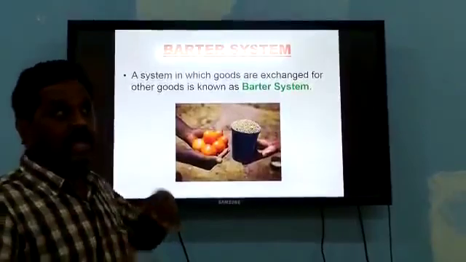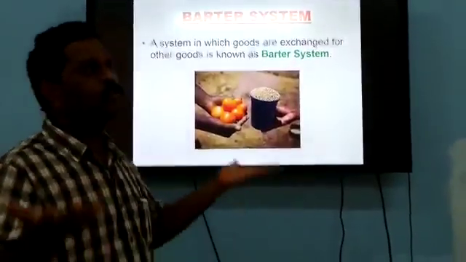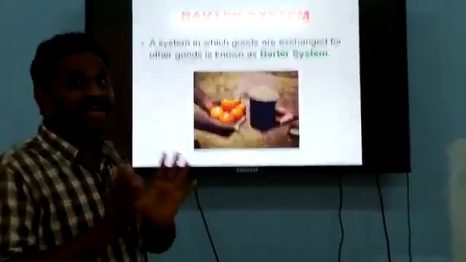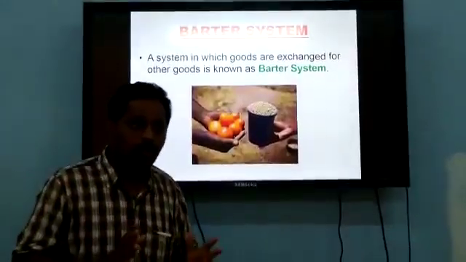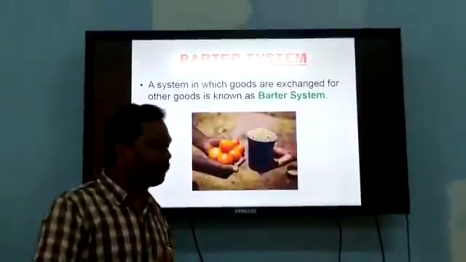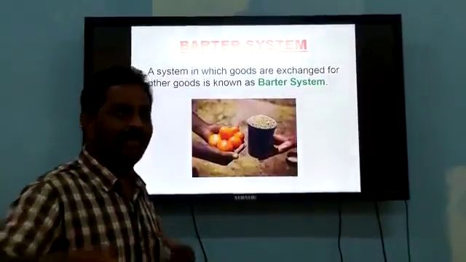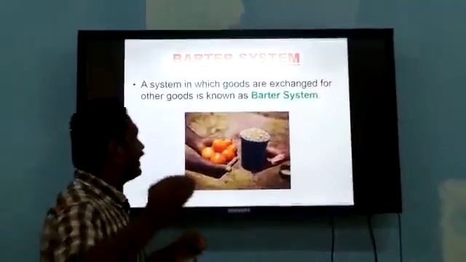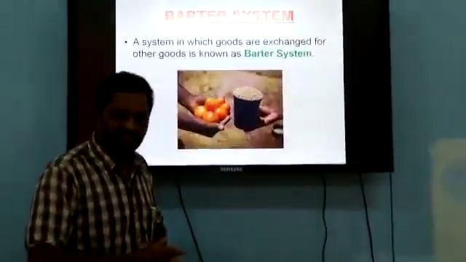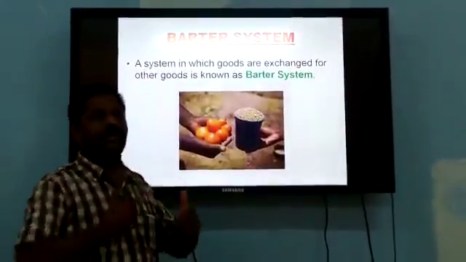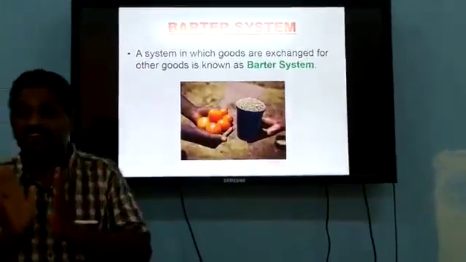Not our generation, our grandfather's generation. Money was there, and what it is, we will discuss. Earlier, we did not have this type of exchange. Now, if you want to buy a chocolate, you will go to the market shop and give 10 rupees, then you will get a chocolate. If you want a pen, you will give 20 rupees and get a good pen. But in olden days, this type of system was not there.